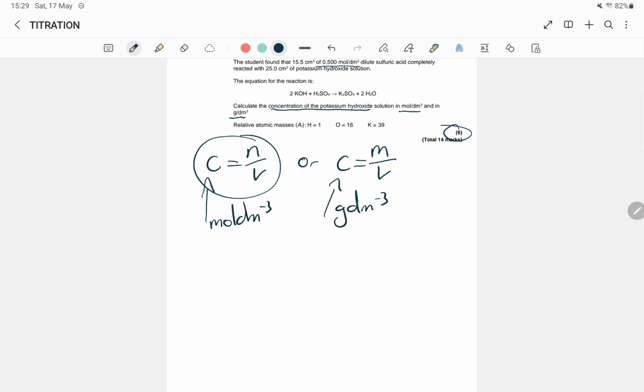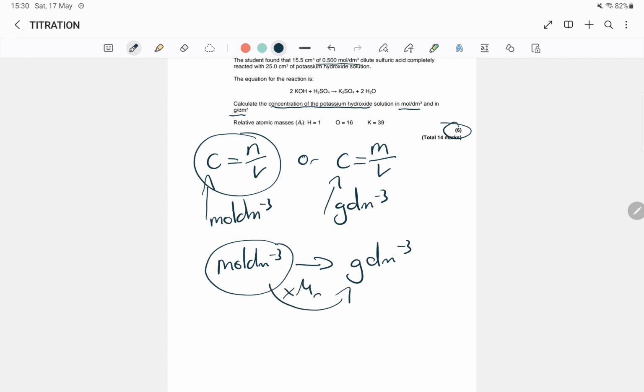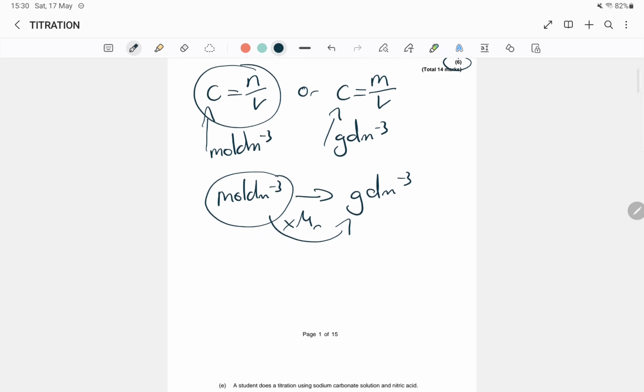So another equation we're going to need to use, because they want me to first work out moles per decimeter cubed and then grams per decimeter cubed. There are a few different ways to do this, but once I've worked out moles per decimeter cubed, if I just times it by the relative formula mass, that will give me my units in grams per decimeter cubed, because of the equation moles equals mass divided by relative formula mass. So this is what I will do as my final step.